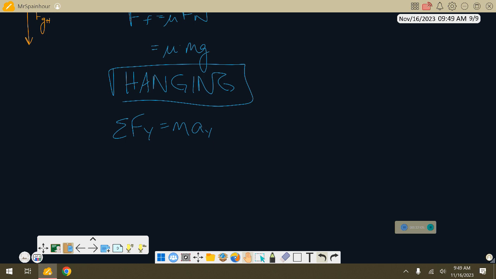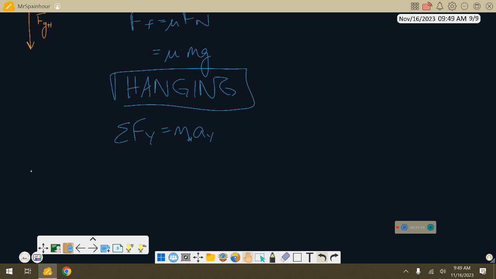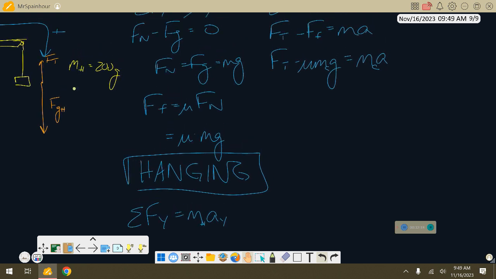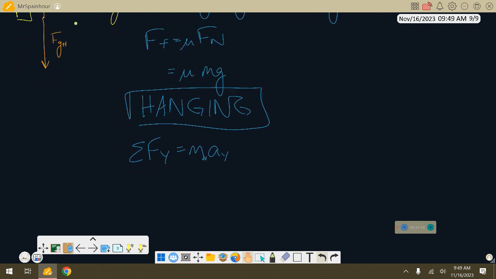But now what's doing the accelerating? Hanging mass. All right. So what are the sum of forces? Force tension minus force gravity. It would usually be that, but since we switched it, it should be force gravity minus force tension. Correct.